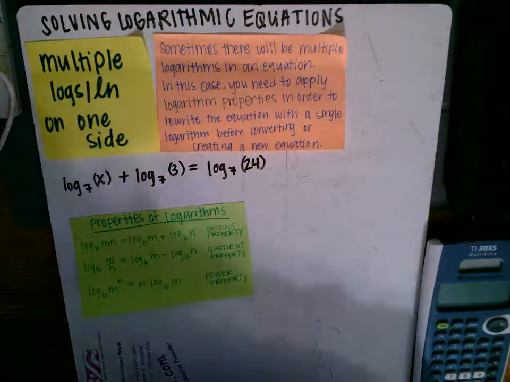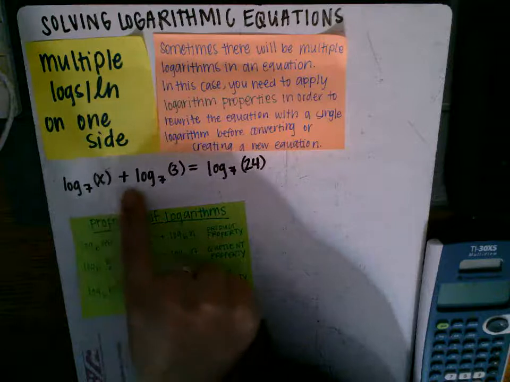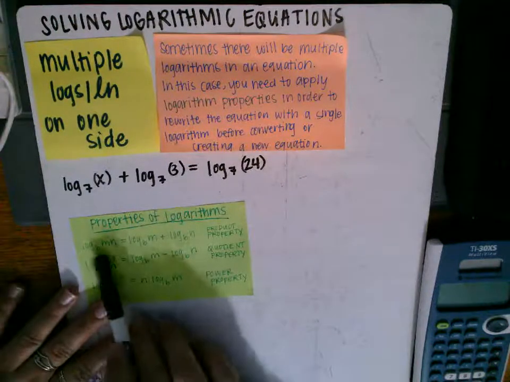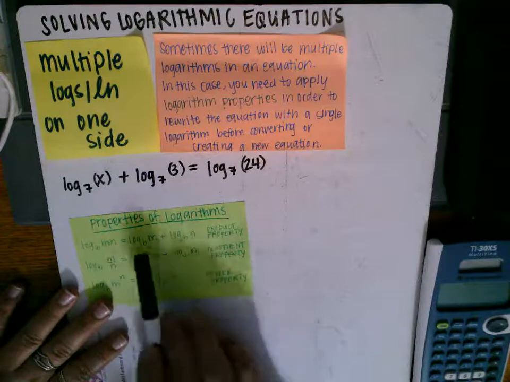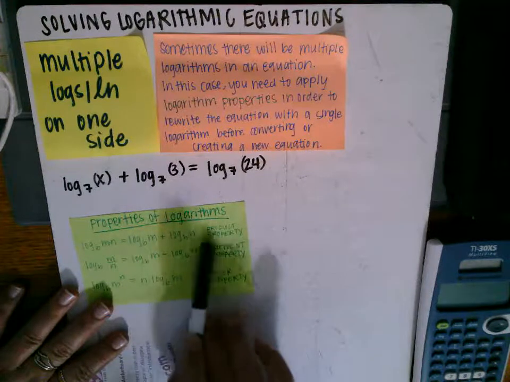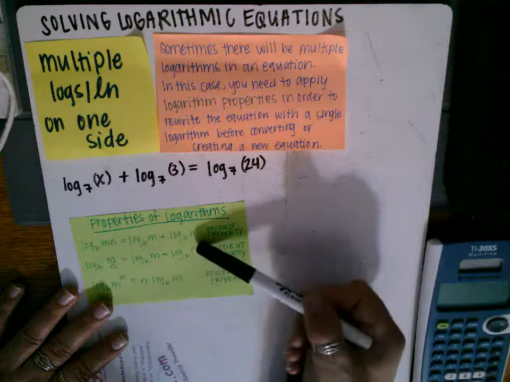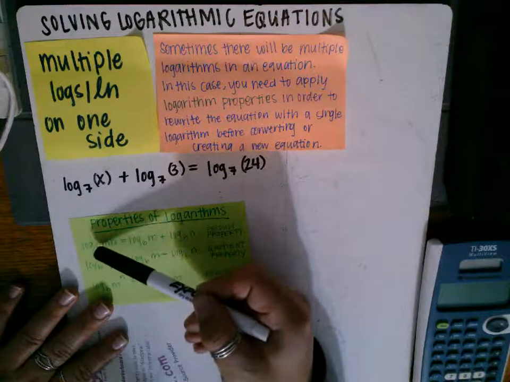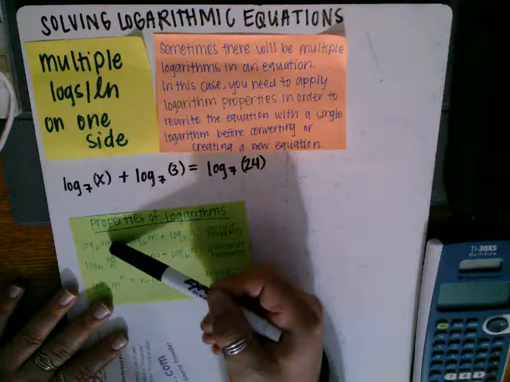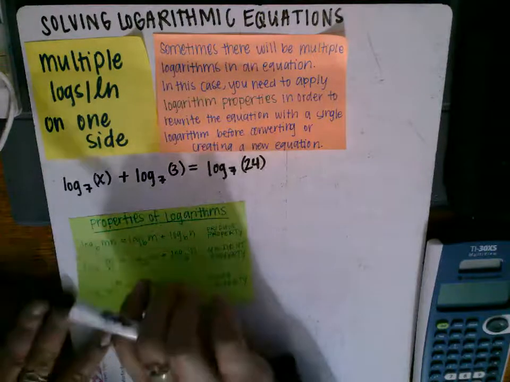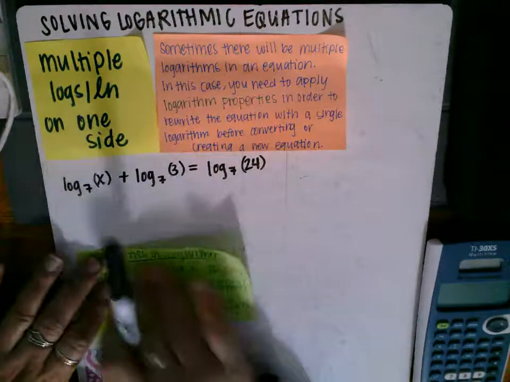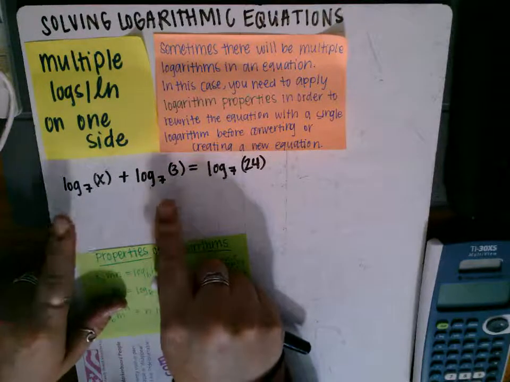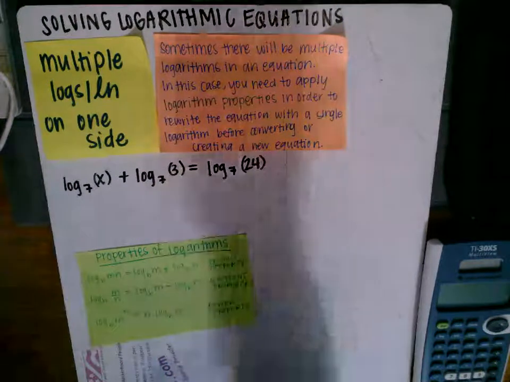So I can see that I have a log plus a log. Looking at my properties of logs, the very first one, the product property, has a log plus a log. Cool. So I'll use the product property to condense the equation to log base b of the first log times the second log. So let's do that. Let's use the product property to condense the left-hand side into a single logarithm.